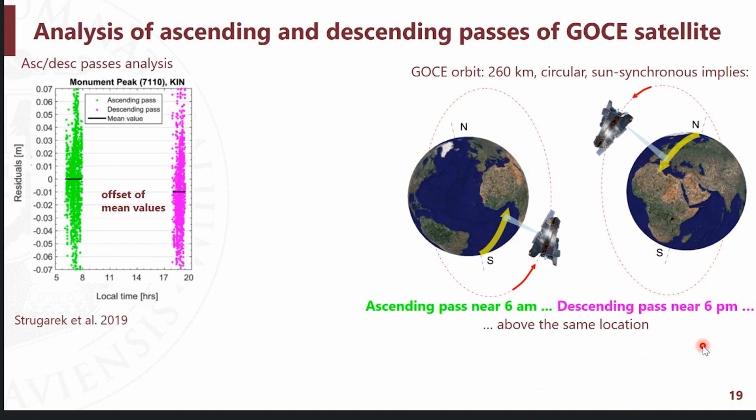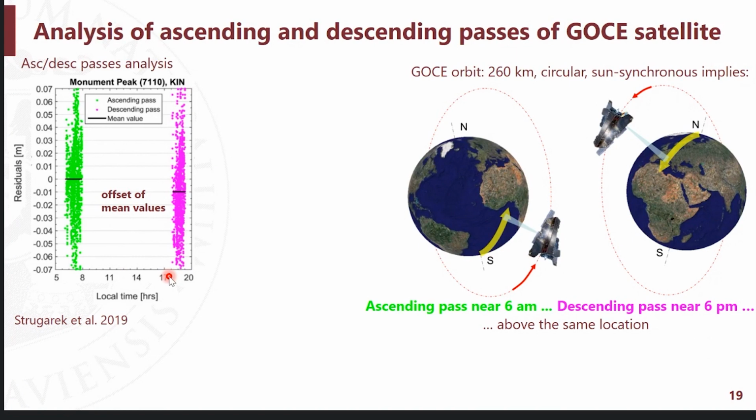And the example of such analysis is in the figure on the left. For example, by station, we can see that for some of them there is an offset of mean values, mean residuals, occurring at the station, which may indicate the possibility of some systematic effects.